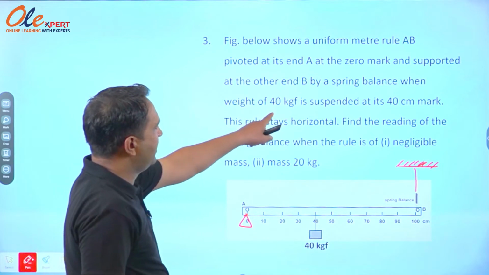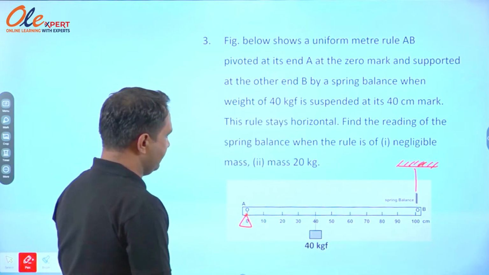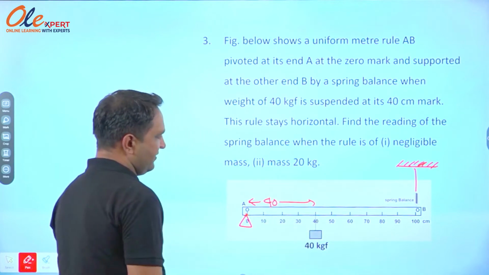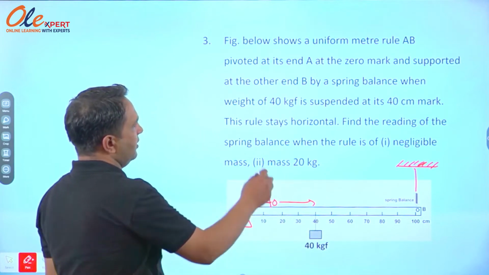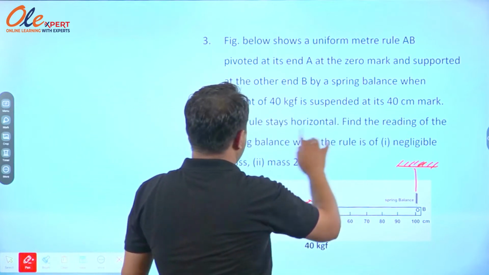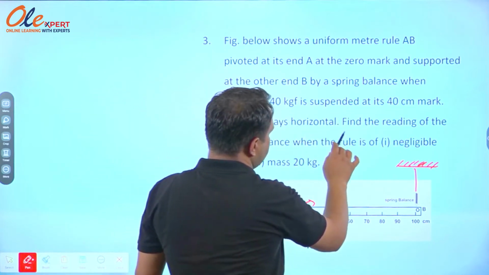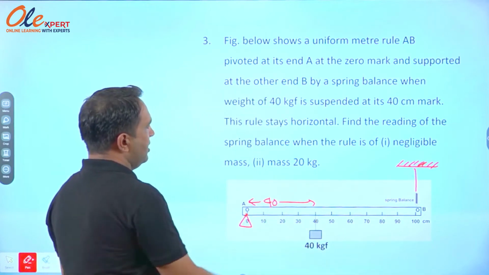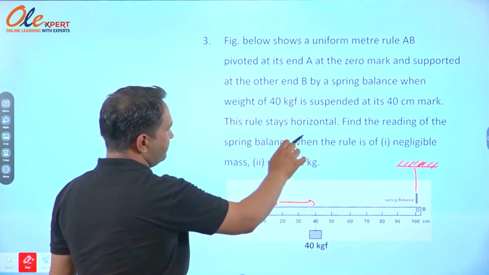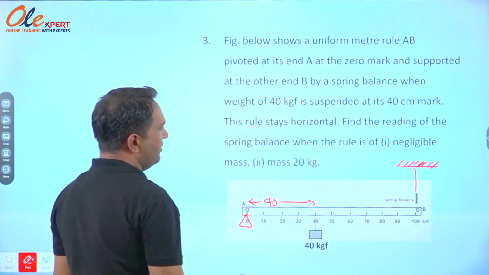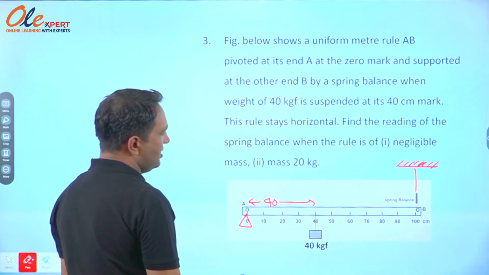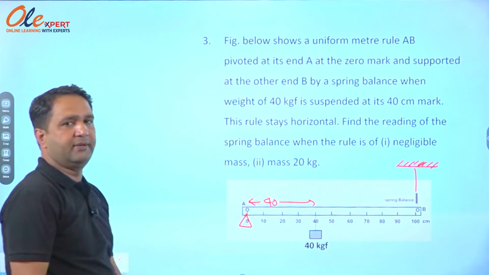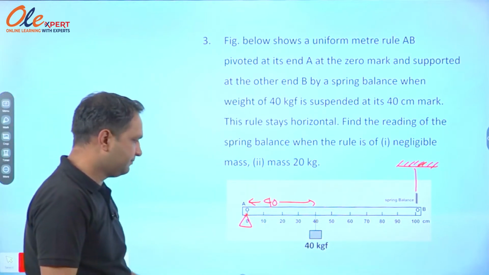When a weight of 40 kgf is suspended at the 40 centimeter mark, this rule stays horizontal. Right now it is in a state of equilibrium and it is suspended horizontally, okay. Find the reading of the spring balance when the rule is of negligible mass and when the rule is of 20 kg mass. Now, get the question, what it is saying.